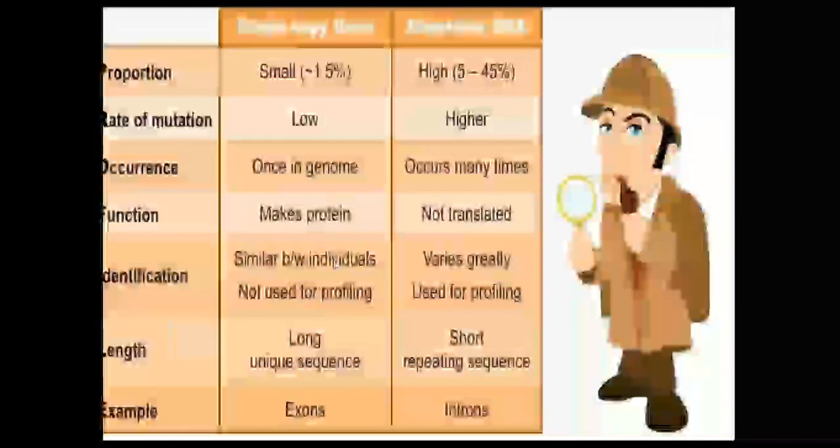A single copy gene is not useful for profiling, and I will discuss this point later. The single copy gene is long, with a unique, non-repetitive sequence. It is useful for the formation of proteins. Repetitive DNA is highly repetitive, with short repeating sequences. For example, single copy genes are exons, and an example of repetitive DNA is introns.